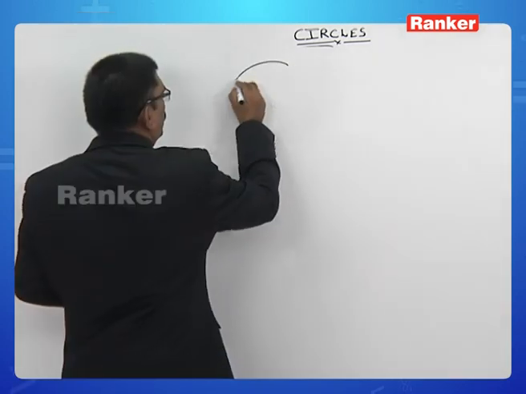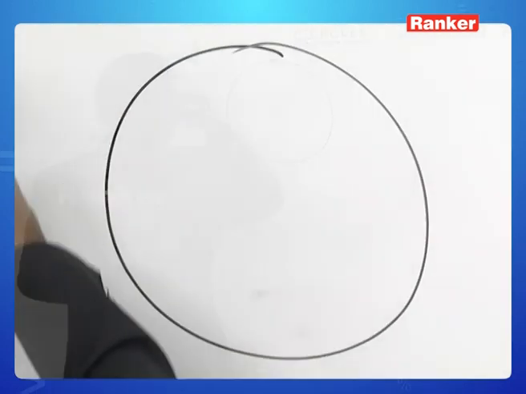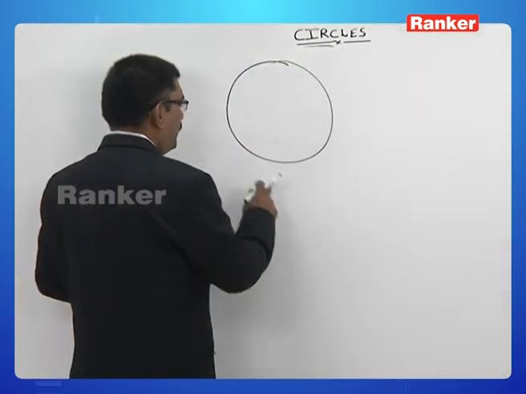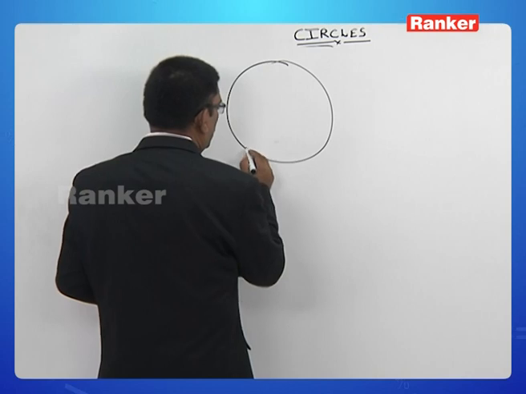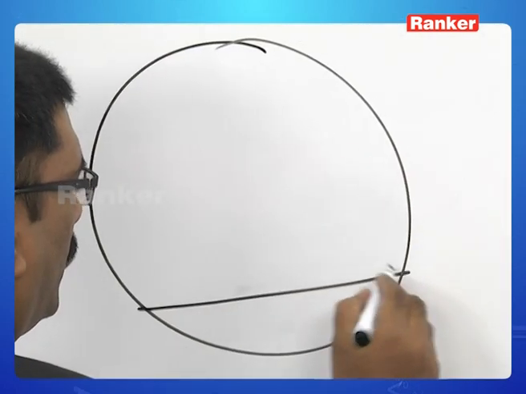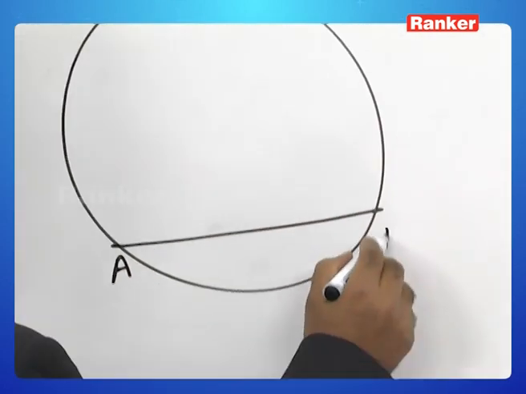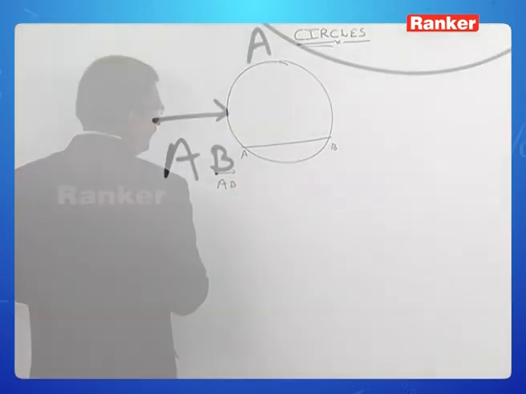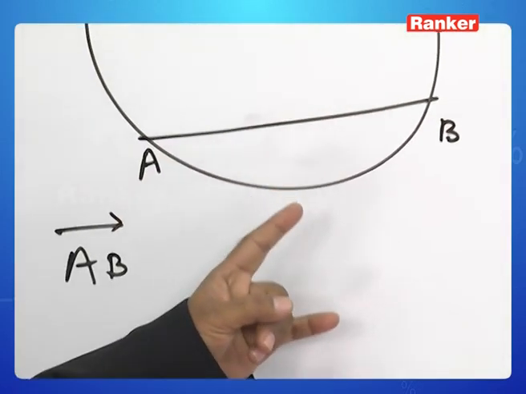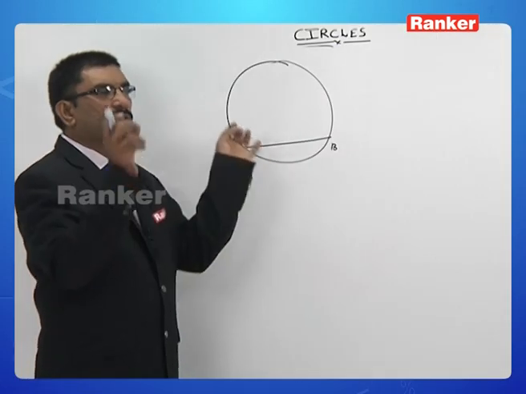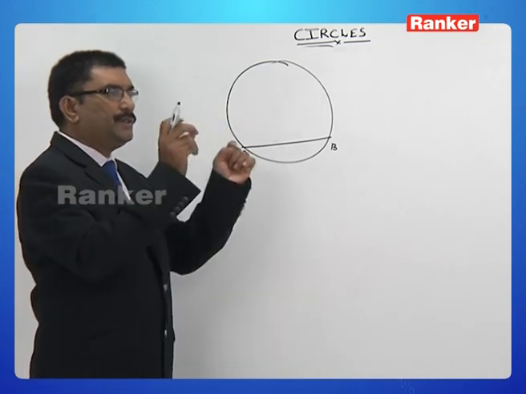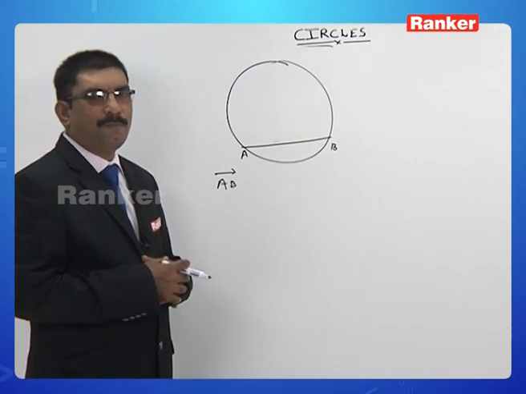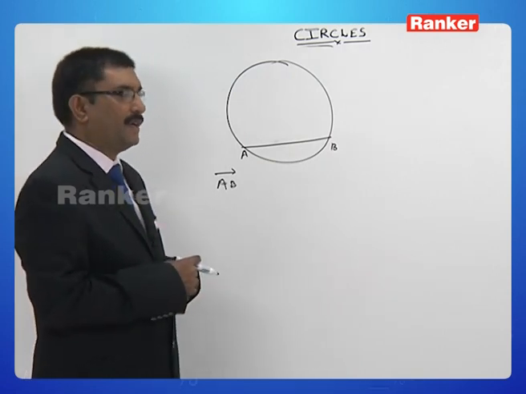Next, a circle. Now, first of all, the basic properties. This is a chord. AB is a chord. So this AB, the A and B are the 2 points on the circle. The line joining these 2 points, we call it as a what? Chord.